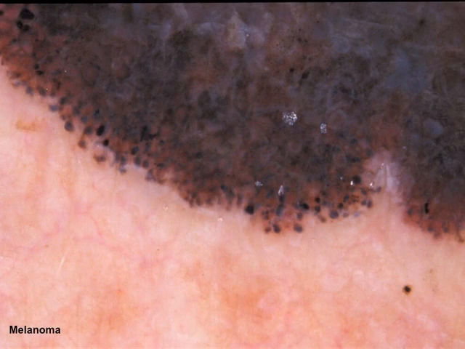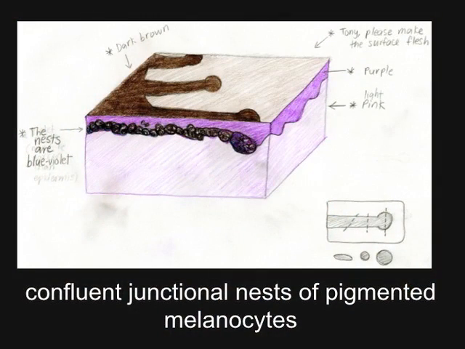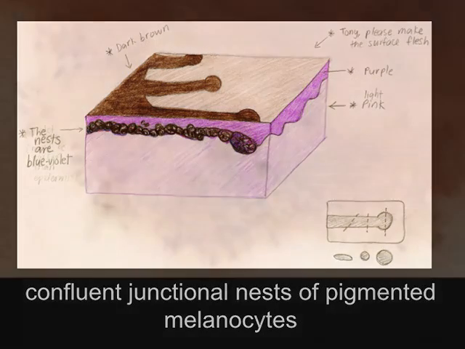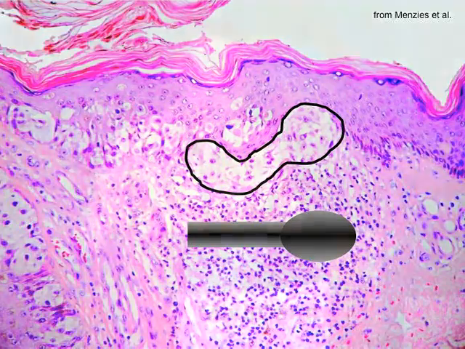And here's a melanoma with pseudopods, a linear extension with the bulbous end. And histologically, again, confluent junctional nests of melanocytes. And so here's another melanoma with the pseudopods or streaks at the end. And histologically, here it is. That's your pseudopod.